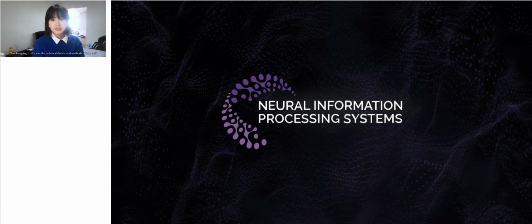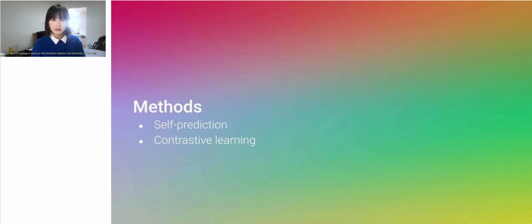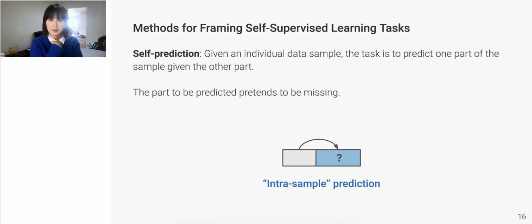Now I'm going to discuss the technical details and methods of how self-supervised learning tasks are created. We will summarize the main categorization of pretext task concepts under two groups, self-prediction and contrastive learning, respectively. First, let's look at self-prediction.